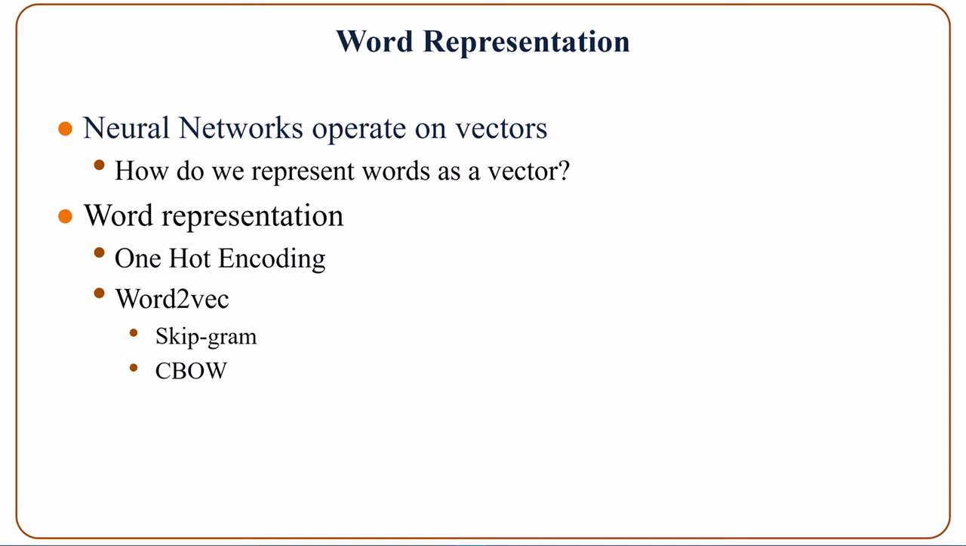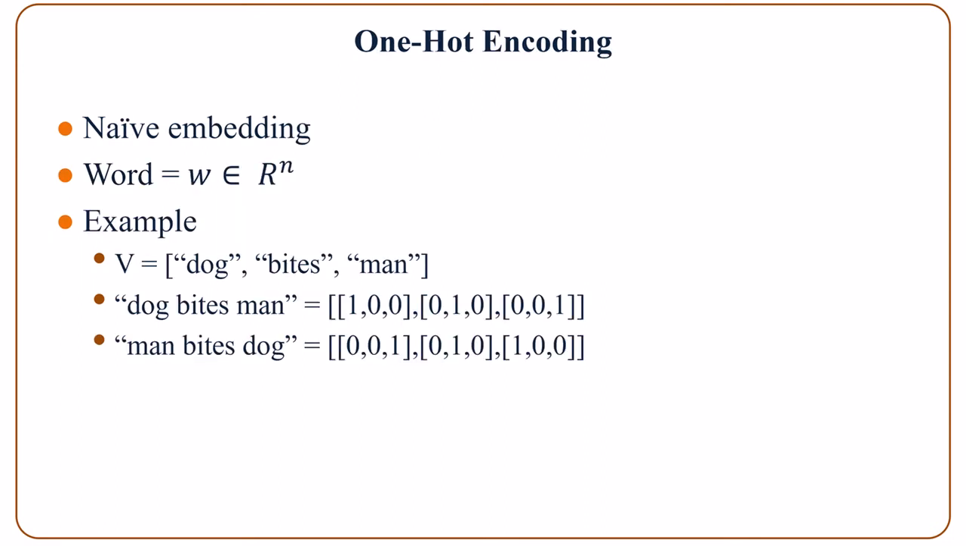We are going to talk about word representation. How do we use vectors to represent words and train a neural network model? We will talk about one-hot encoding and word2vec, including skipgram and CBOW. CBOW stands for continuous bag of words. One-hot encoding is a naive embedding method. Let's take an example to see how this is done.